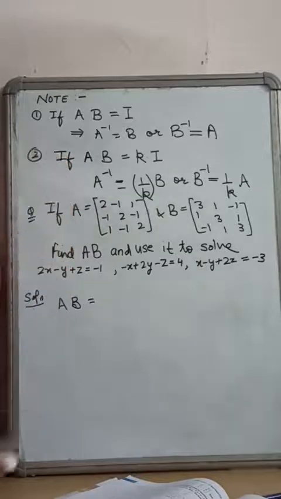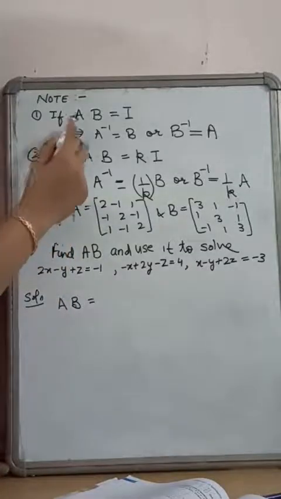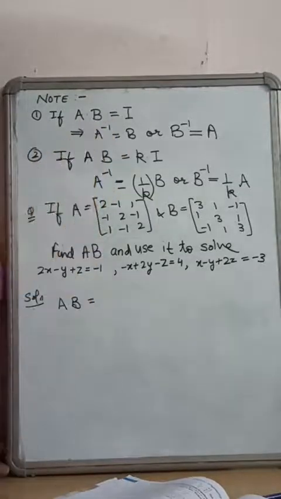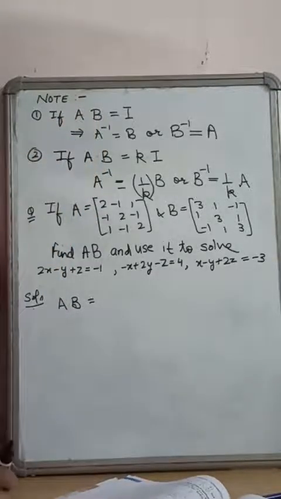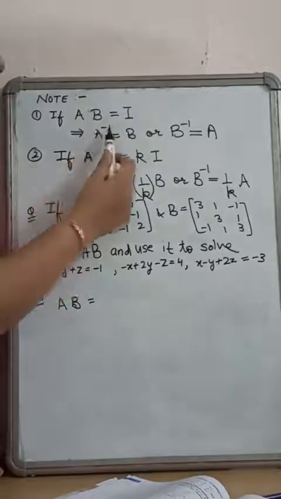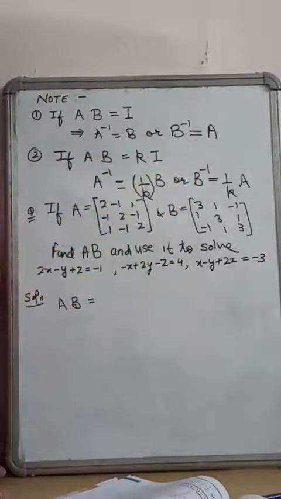the first point that I am discussing here is if the product of two matrices is an identity matrix, then you know that one matrix is the inverse of the other. So we can write A inverse is equal to B or B inverse is equal to A.